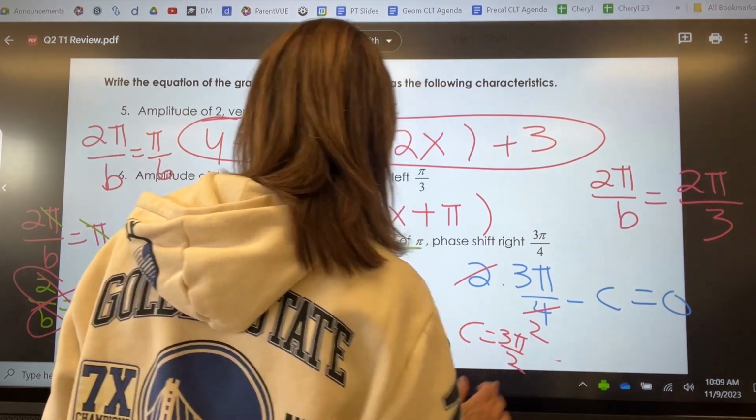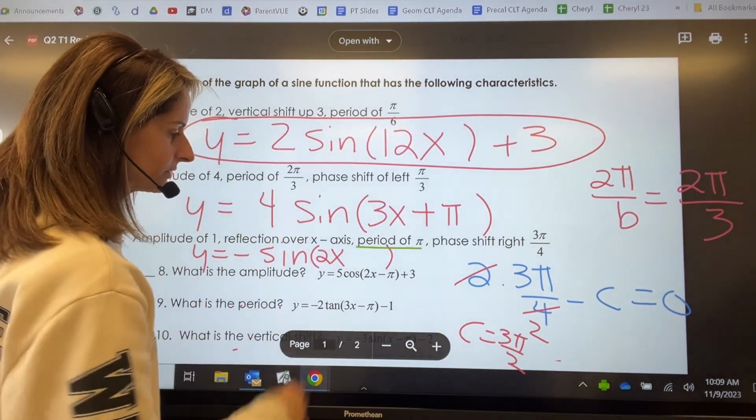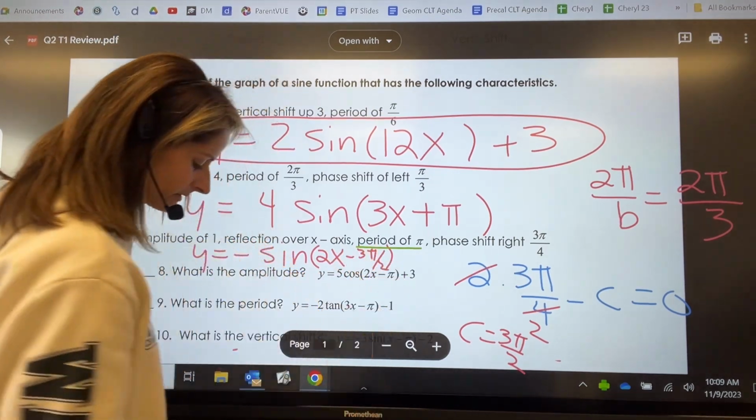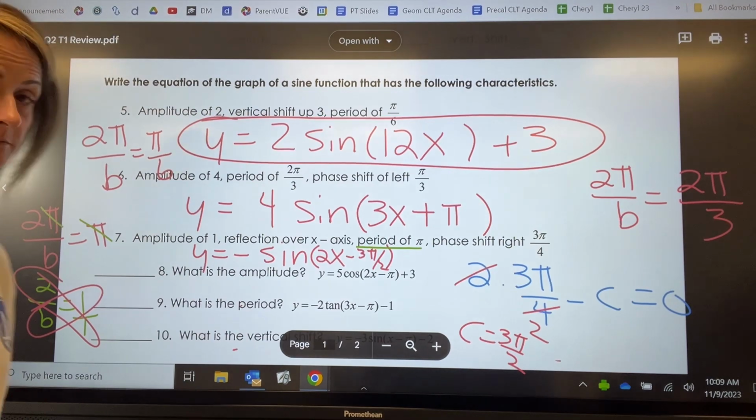But in the formula, we have bx minus c. So it's going to be 2x minus 3 pi over 2. That's it.